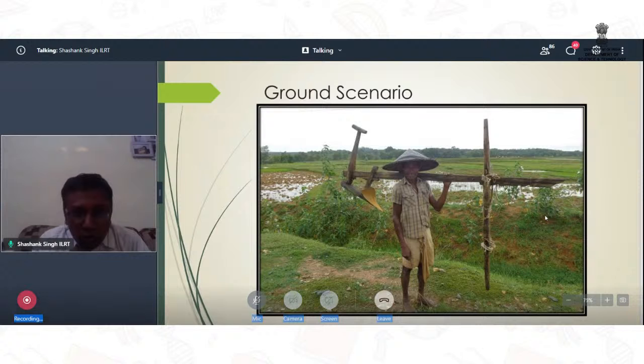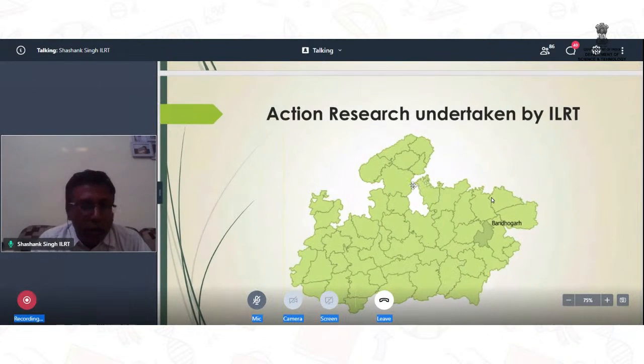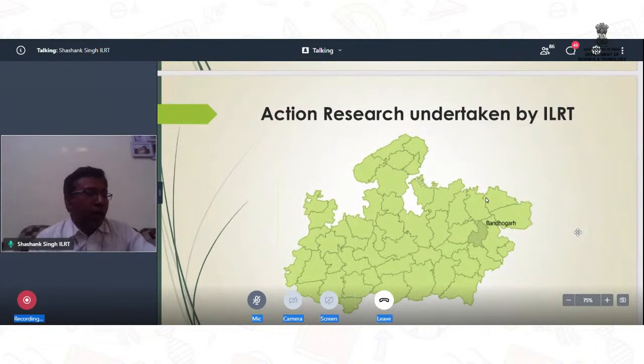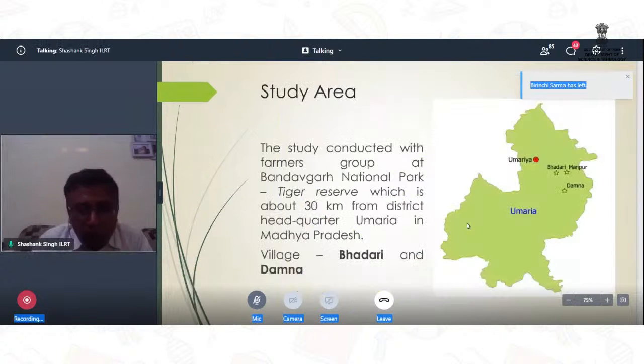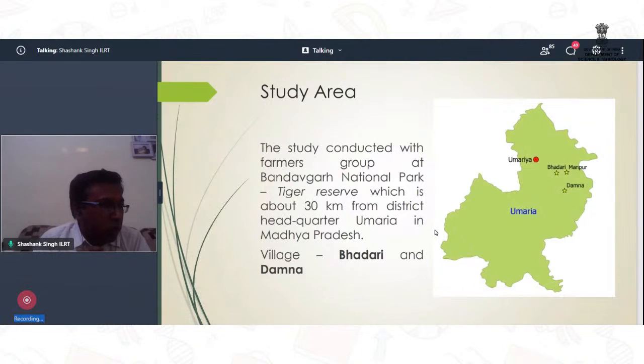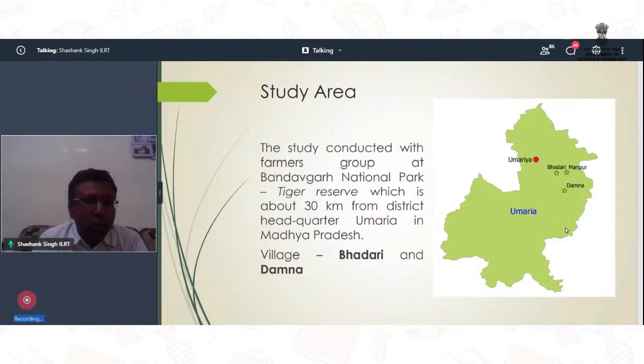Next slide, please. which we took in Bandhavgarh, which is in the Umaria district of Madhya Pradesh. Bandhavgarh is famous for its tiger reserve. And next slide, please. We chose 2 villages there, Bhadari and Damna, and we try to promote some small technologies there to see what the reasons for adoption or disadoption can be, and we would be working with the tribals there to see the result. And next slide, please.